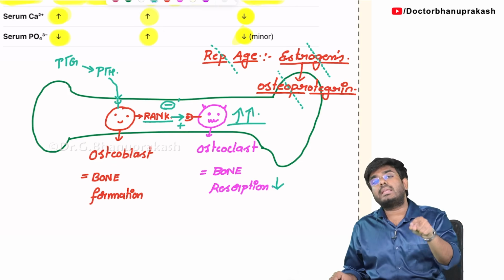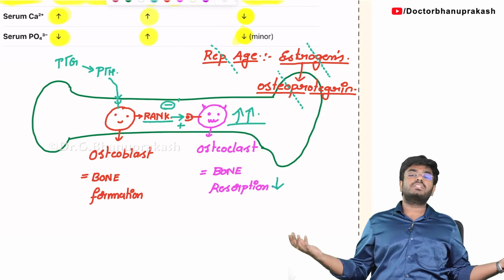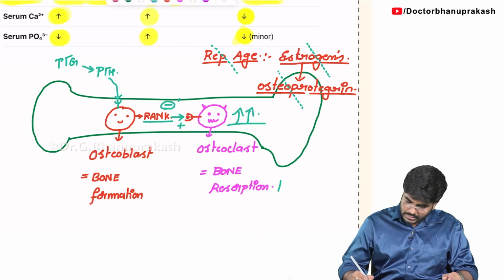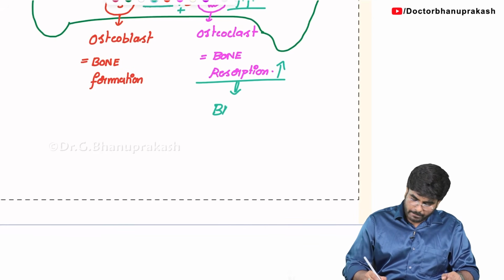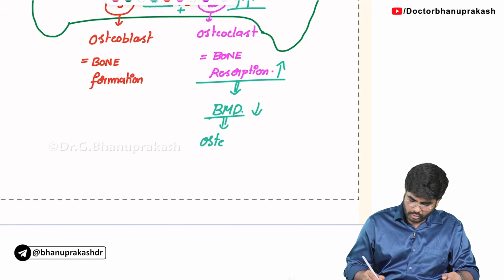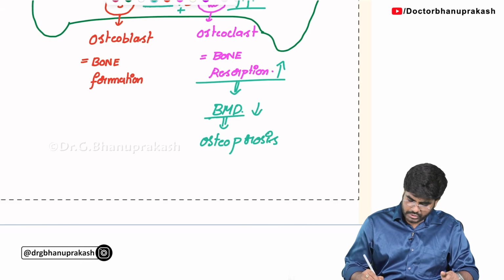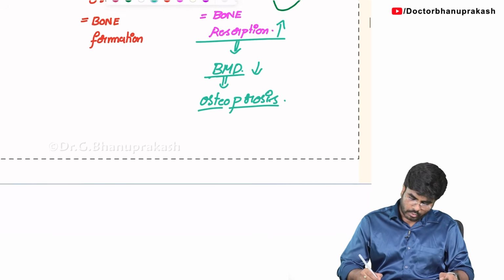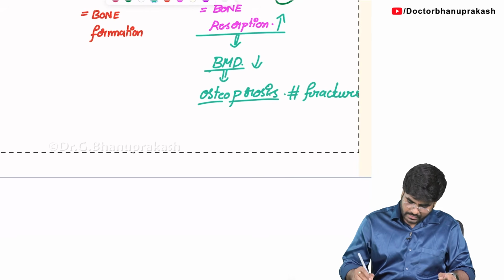So when compared to the reproductive age group female, the osteoclastic activity in the menopausal female will be more. So what do you think will happen to the bone resorption? There is going to be more bone resorption. Whenever there is more bone resorption, the bone mineral density will gradually decrease. That will lead to osteopenia and osteoporosis. Okay, osteoporosis means weak bones. The bones are going to be weak, brittle bones. So they can undergo easy fracture.